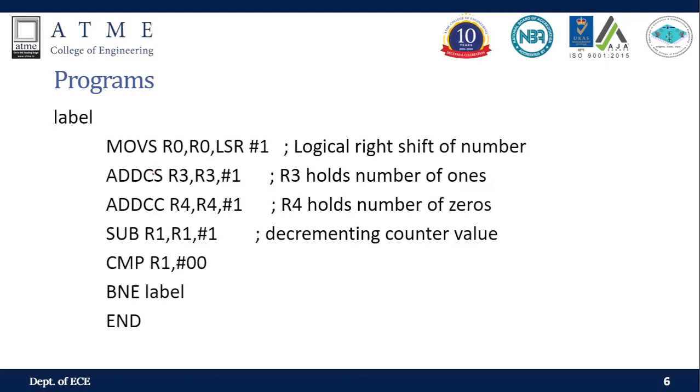Add if a carry is set, R3 with a value of 1. Add if the carry is cleared, if there is no carry, then you add R4 with 1. So what we are basically doing is, if there is a carry, increment R3. If there is no carry, you increment R4. So immediately after the shift, check whether carry is there. If it is there, increase R3. If it is not there, increase R4.